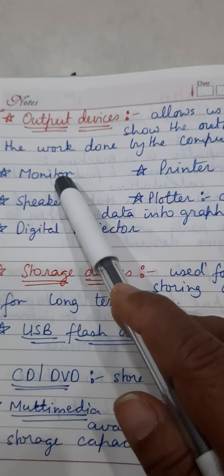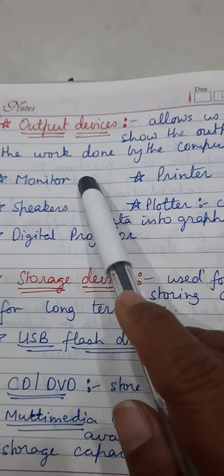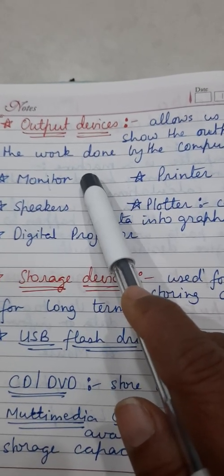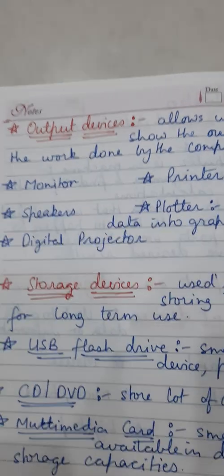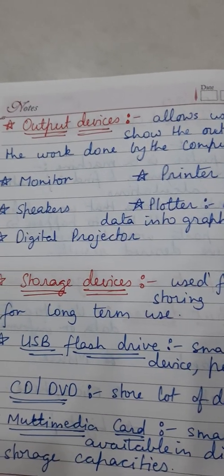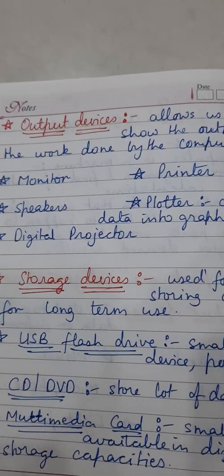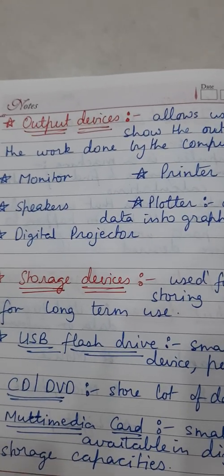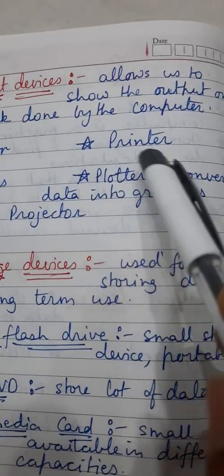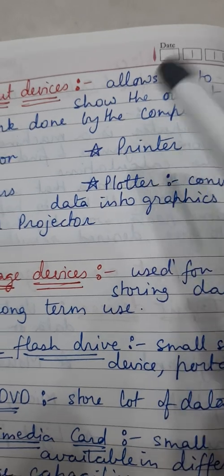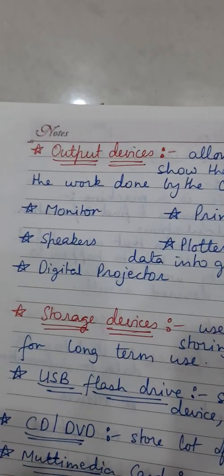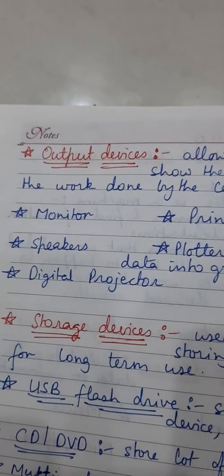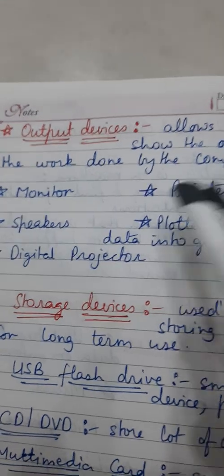First output device is monitor. Monitor is also known as VDU, that is visual display unit. Whatever that you are doing on the computer, it is visible on the screen or the monitor. The next is printer. Printer is used for getting the output on the paper. The output gets printed on the paper.